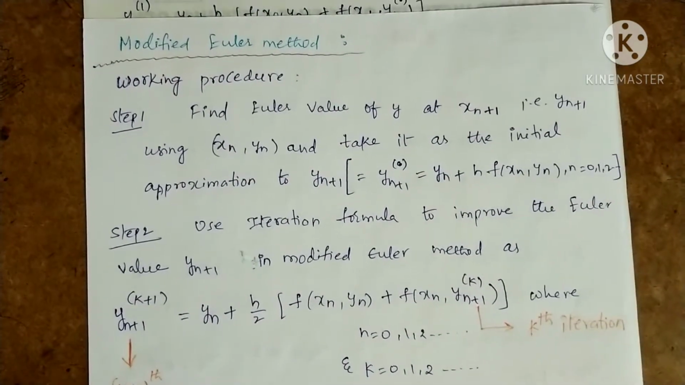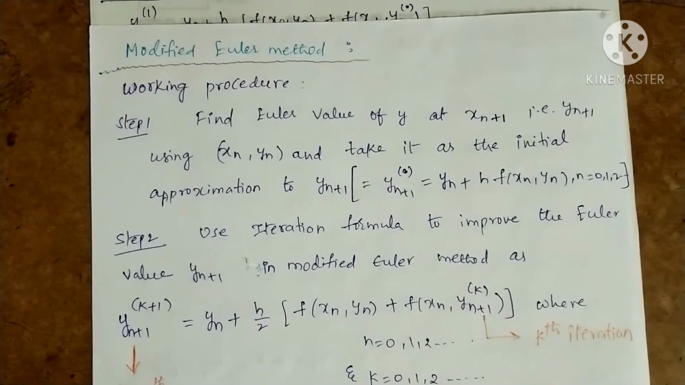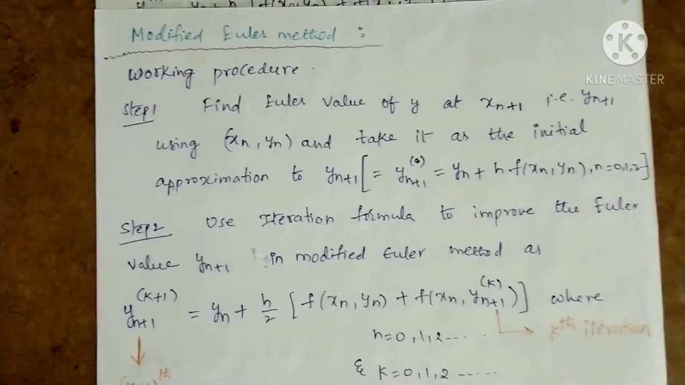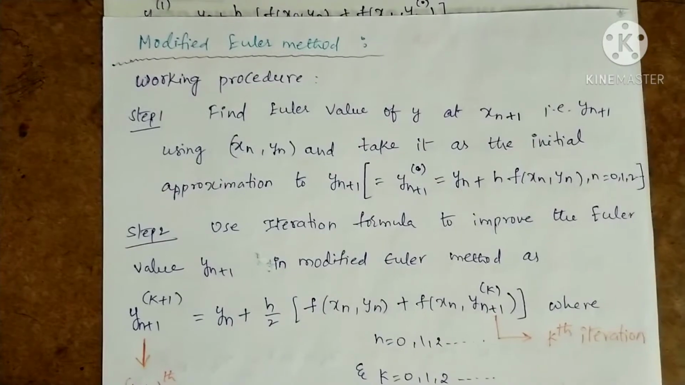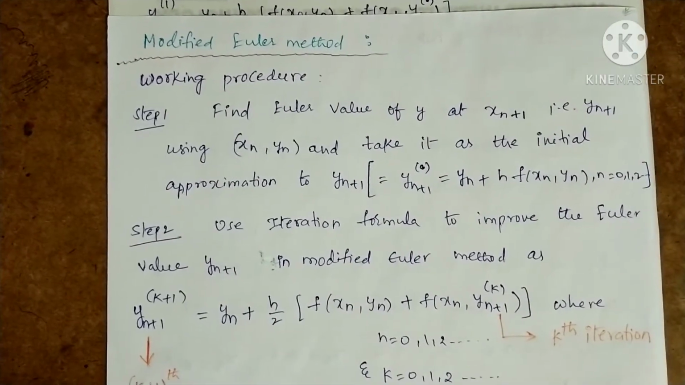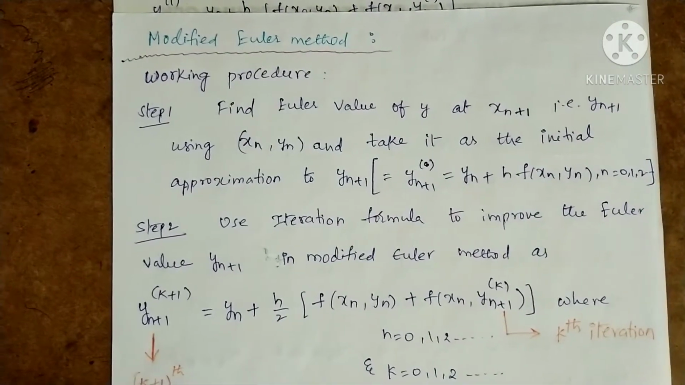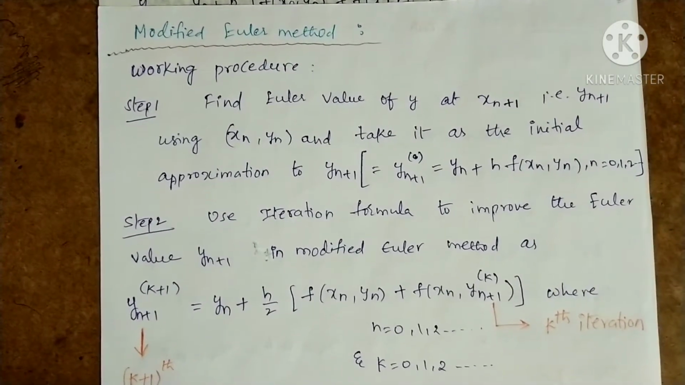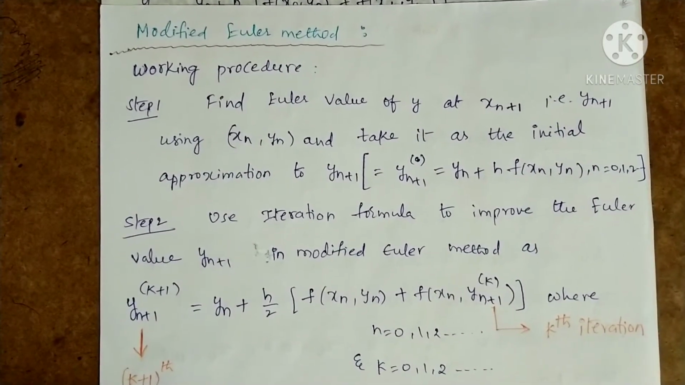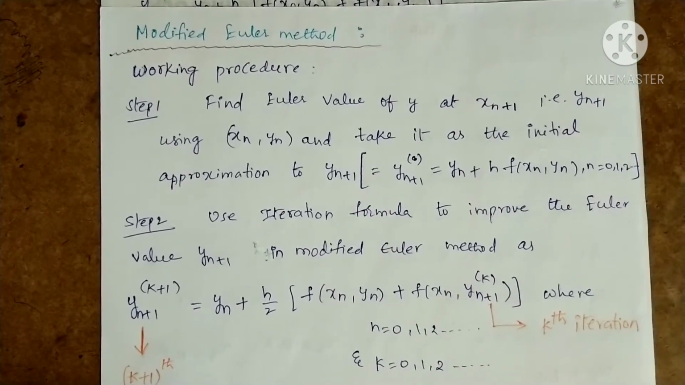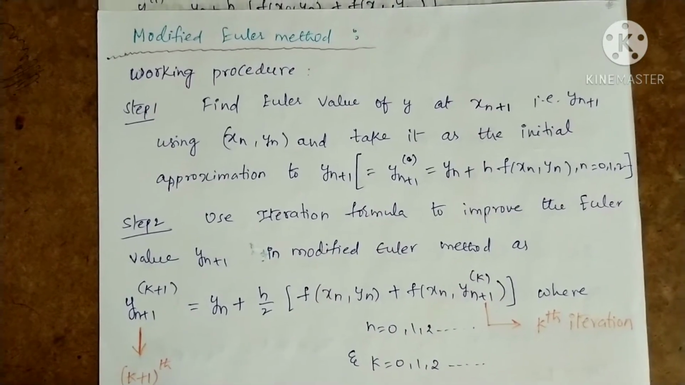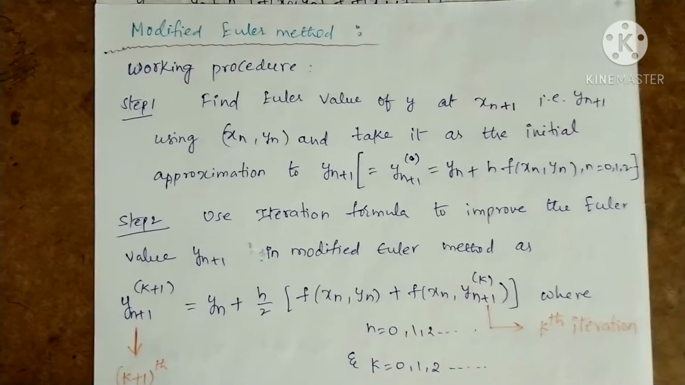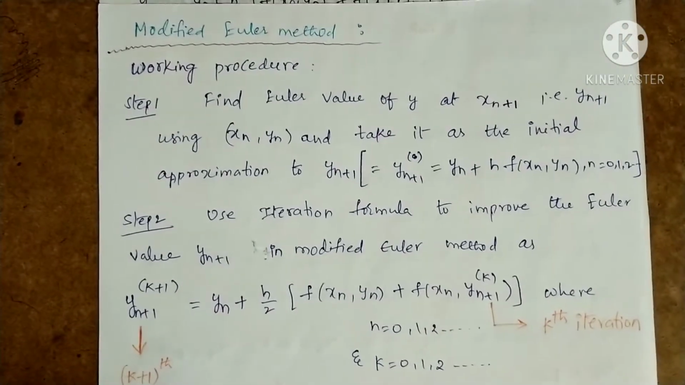In this video I am going to explain the modified Euler method. Since the Euler method gives less accuracy, we want to improve that value. So the modified Euler method was developed. This method is said to be an iteration method, which means a particular process is to be repeated till we reach our solution. Let us see the working procedure.